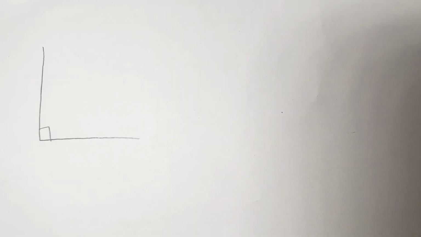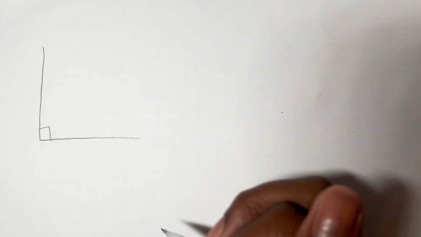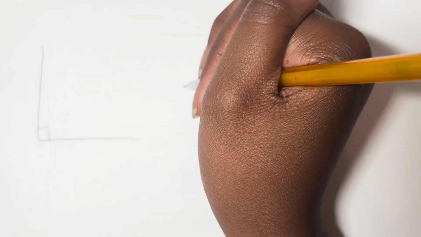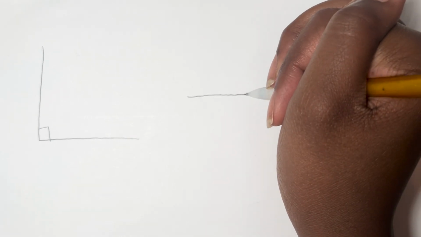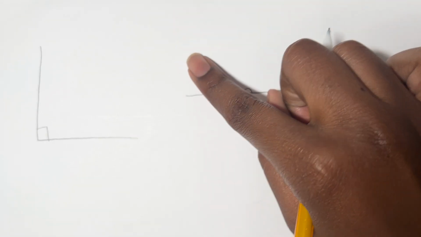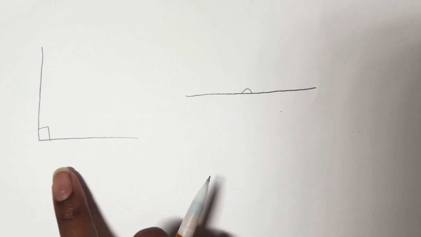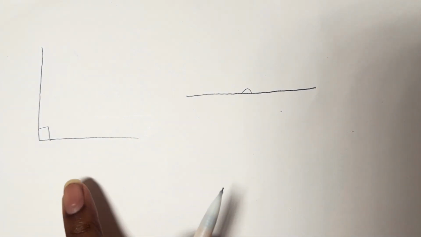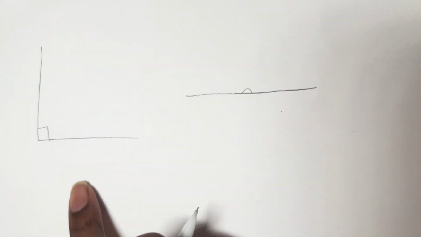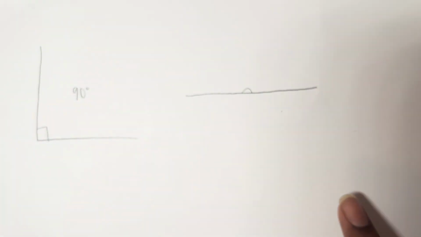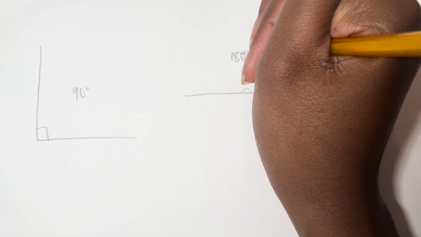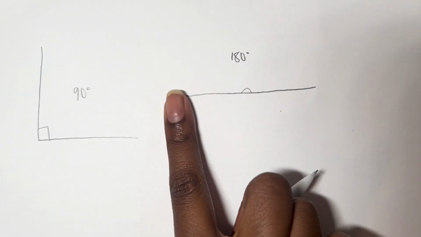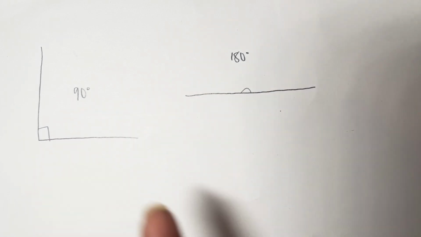And the next angle that we have is our straight angle, which looks like this. And it's just going to be a straight line. And our angle covers all of this area and is twice the size of our right angle. So our right angle is 90 degrees, and we can see that this is 180 degrees because it is twice the size as this angle.